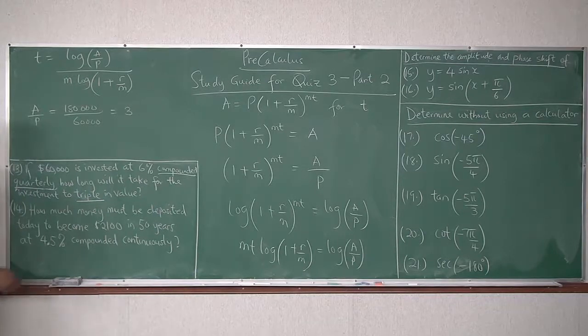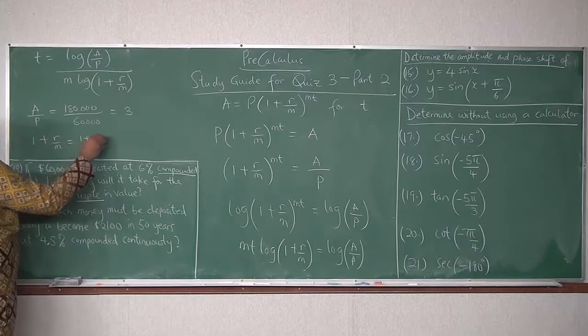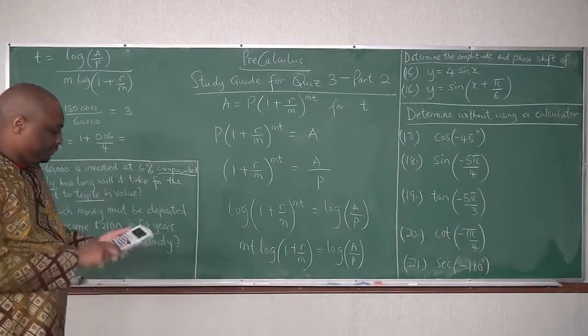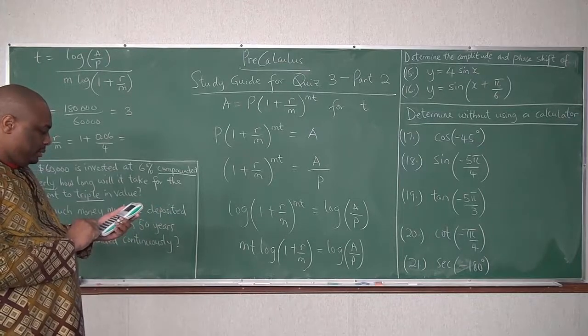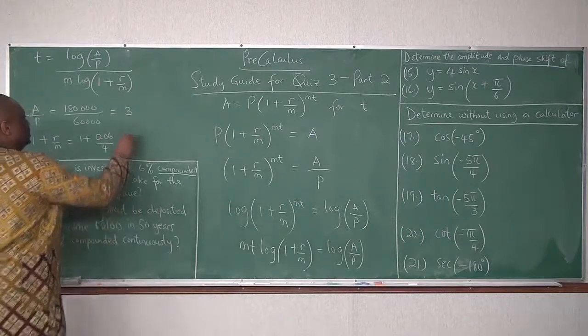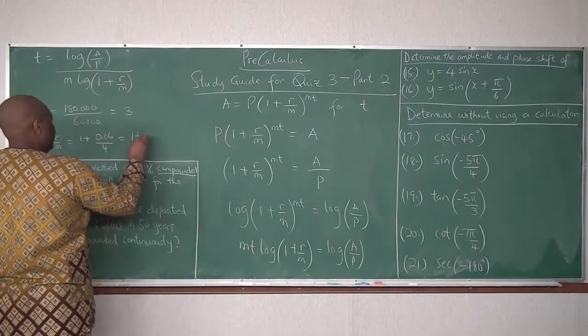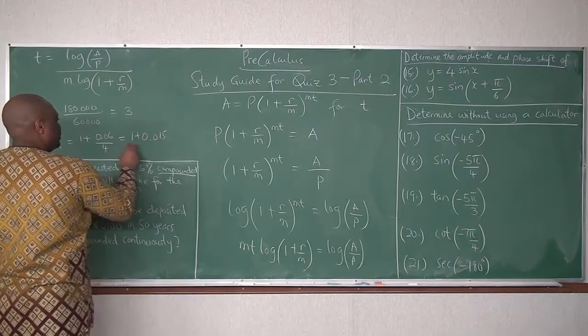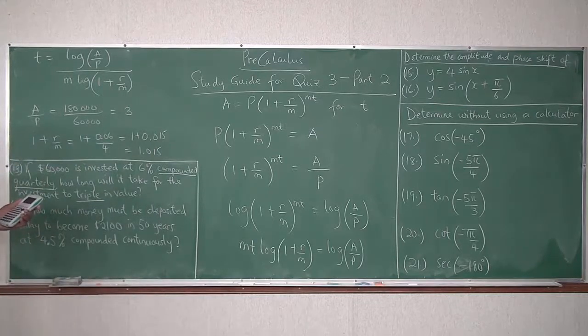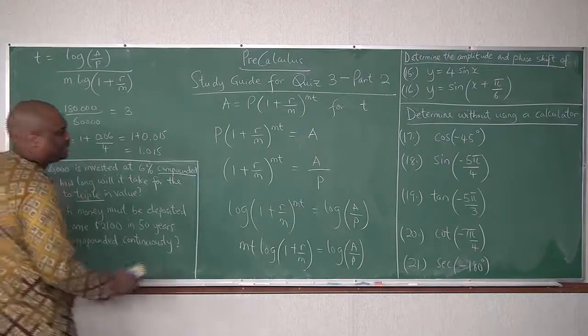Now let's find 1 plus R over M, which is 1 plus 0.06 over 4. 0.06 divided by 4 is 0.015, so 1 plus 0.015 is 1.015.